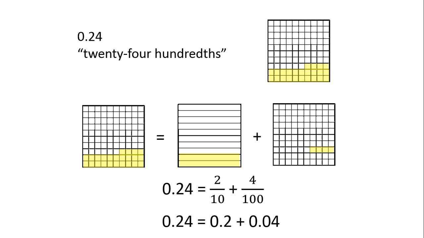Now we could also write that same expression using decimals. We could say 0 and 24 hundredths is 2 tenths, written as a decimal, plus 4/100 written as a decimal.